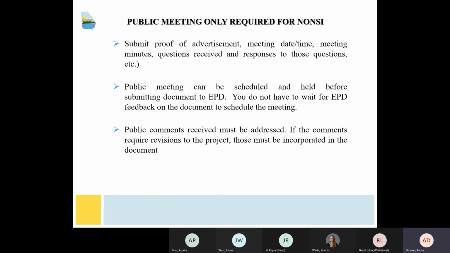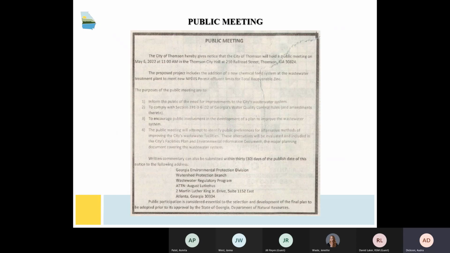So the requirements for the public meeting, which are only required for the NONSI, are listed on the slide here. If the planning document does not contain or EPD does not have copies of the listed items here, EPD will not issue the NONSI. So we highly suggest you get ahead of it, provide that public notice, and have that meeting. This is just an example of the public meeting advertisement. A blank template of the advertisement can be found on the last page of our planning document guidance. We're happy to provide that to you.